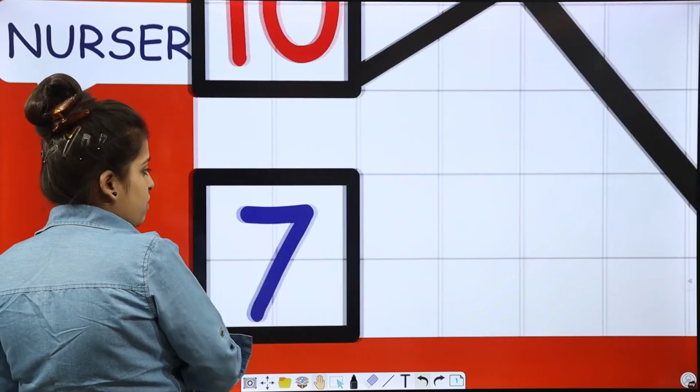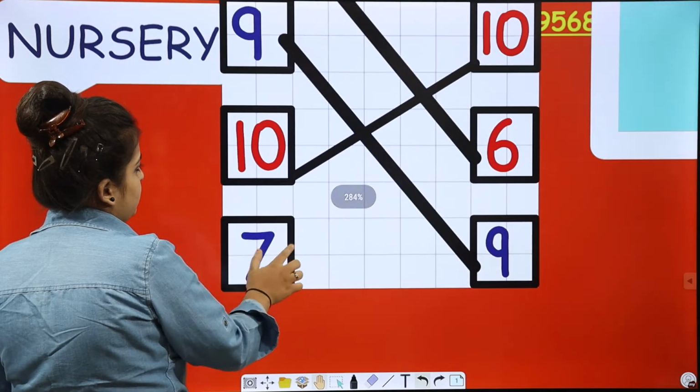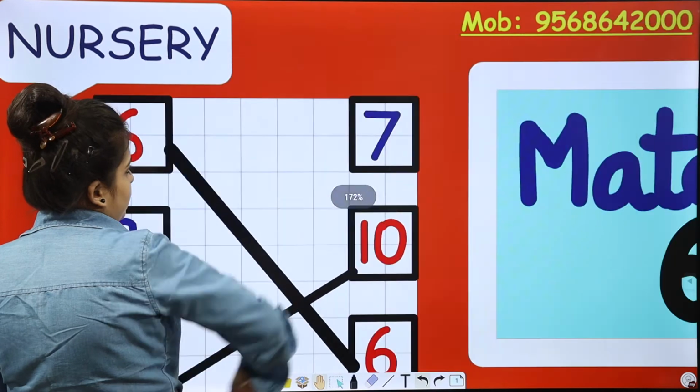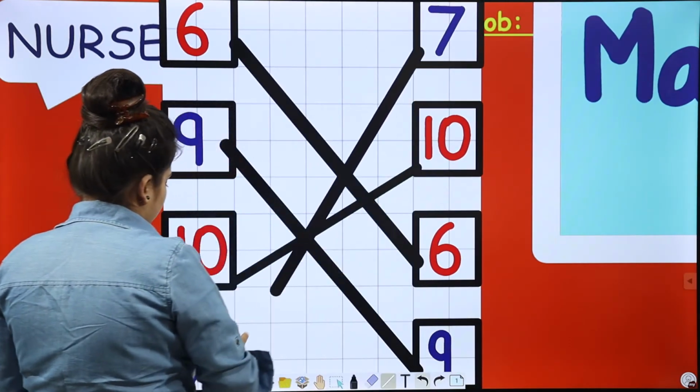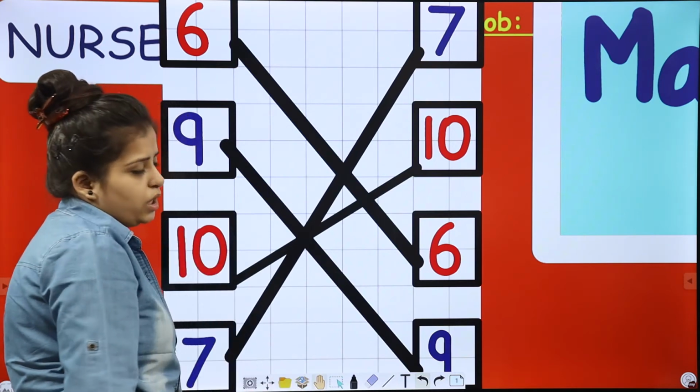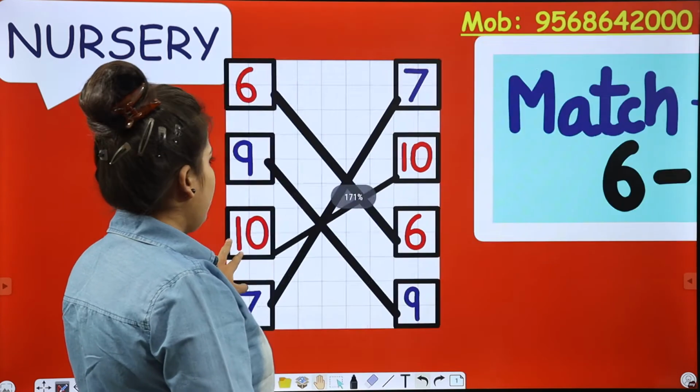Okay? Next. Which number is this? Number 7. Look for the number 7. The only number left there is the number 7. So you are going to match it. Okay? So here we completed the matching.